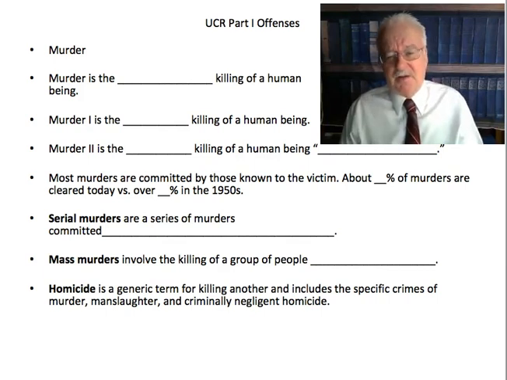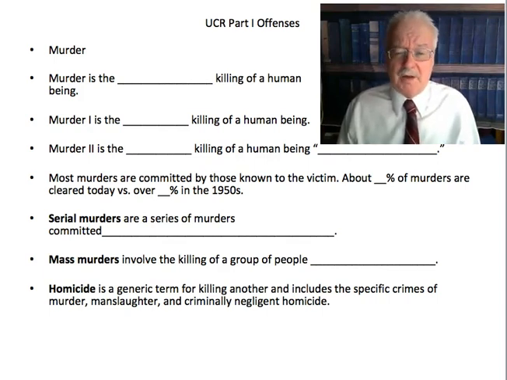Now let's take a look at the difference. In both Murder 1 and Murder 2, the actus reus, the prohibited act of killing a human being, is present. In addition, in both Murder 1 and Murder 2, the mens rea, the state of mind, intentional, is also present. However, Murder 2 is not as serious because there is a mitigating factor, and that is in the heat of passion. So in Murder 1, the person intentionally kills somebody else.